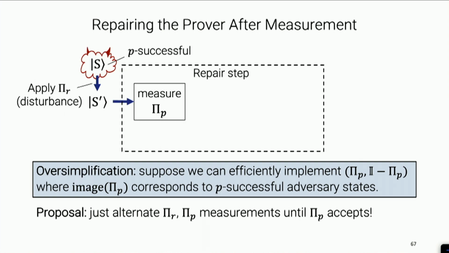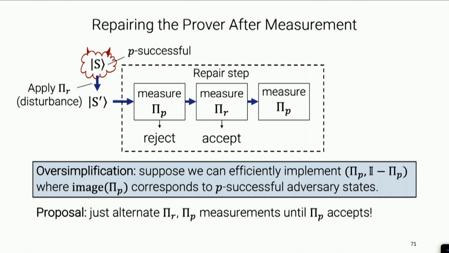So what the repair step looks like is, after this initial disturbance where I've applied pi r and gotten s prime, I would just measure pi p, measure pi r, measure pi p, and just keep doing this. Three is just an example. It could go as long as it needs to go until pi p accepts. And because this is a projective measurement, when it accepts, I know that I'm in the image of pi p. And just by the way I defined pi p, if I'm in the image of pi p, I am at some p successful state.